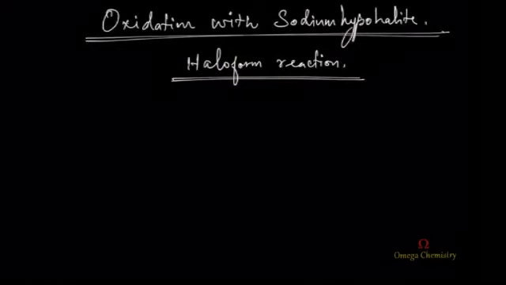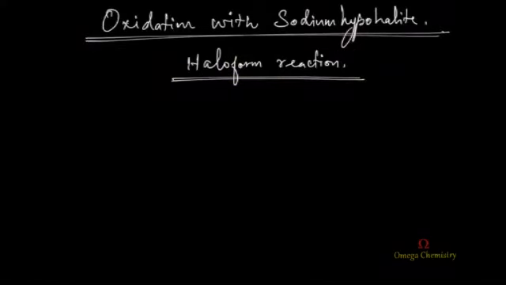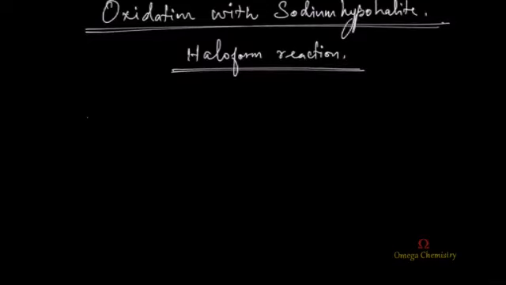Oxidation with sodium hypohalite. Ketones can be oxidized with sodium hypohalite to get haloforms, and this reaction can be answered only by the ketones that have a methyl keto group, that is CH3 C double bond O. If this group is there in the ketone, then such ketones will undergo oxidation with sodium hypohalite.